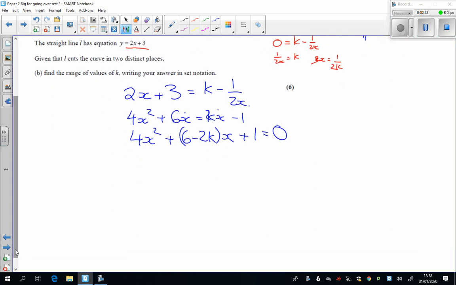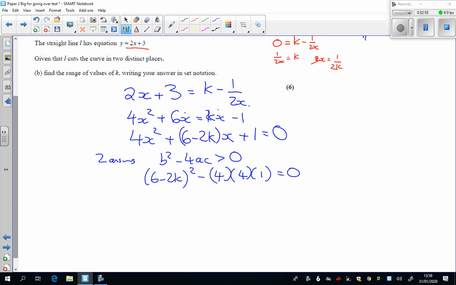We've got another b squared minus 4ac again. We had one in the last question, but we're doing it again. So for 2 answers, b squared minus 4ac is going to be greater than 0. So I've got 6 minus 2k all squared, minus 4 lots of a lots of c, equals 0. So multiplying all of that out, we're going to get 36, minus 24k, I've got 4k squared, and then I'm taking away the 16 equals 0.